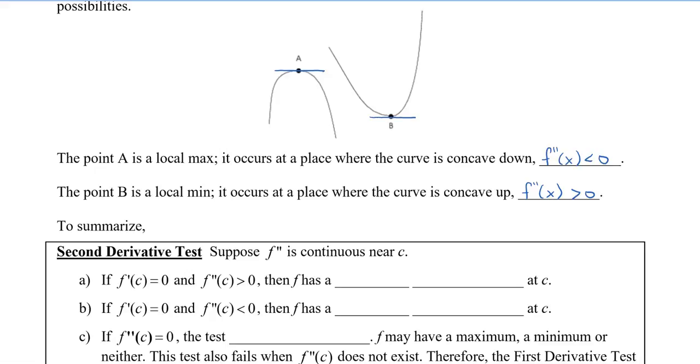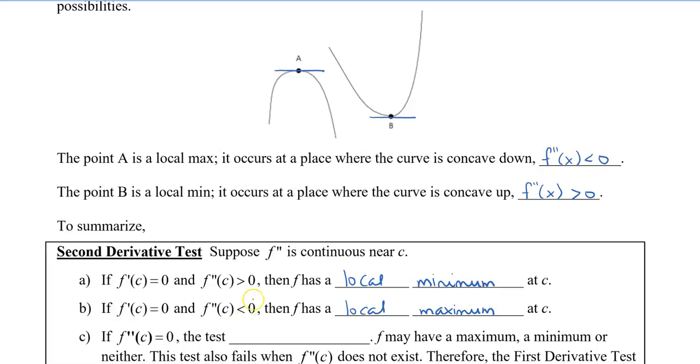If the first derivative is equal to 0, and the second derivative is greater than 0, then we say that f has a local minimum at C. If the first derivative is equal to 0 and the second derivative is less than 0, then f has a local maximum at C.